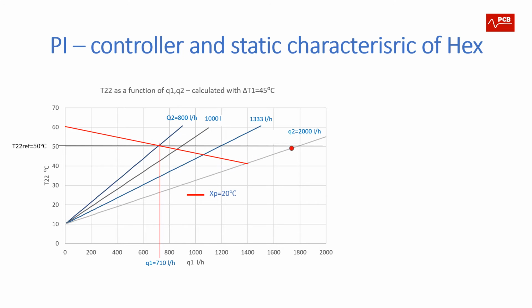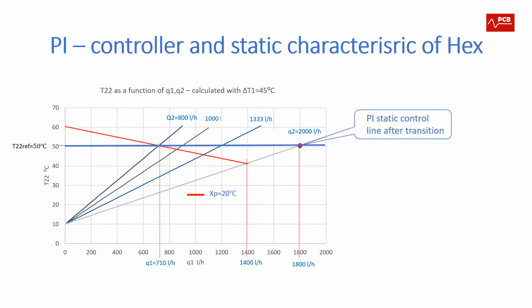And we see that when there is a nominal consumption of 2000 liters per hour, the primary flow is 1800 liters per hour. But when we used the P controller only, there was only 1400 liters per hour.